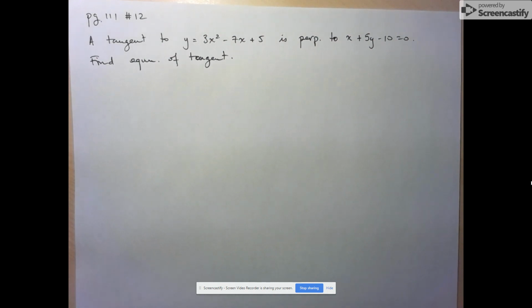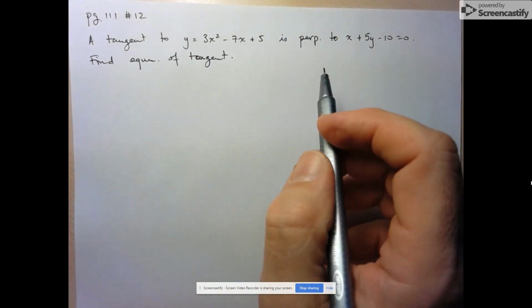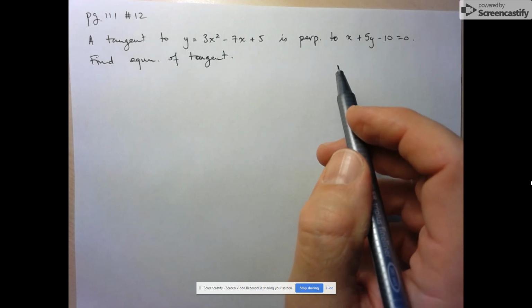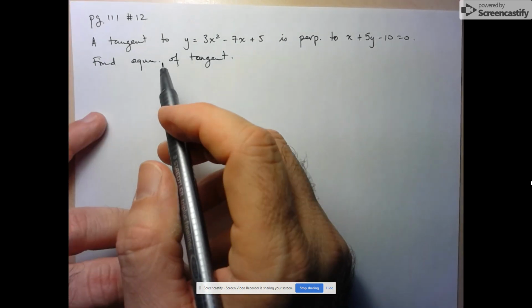Hi folks, we're going to take a look at page 111, number 12. Here they tell us that a tangent to this parabola is perpendicular to the line x plus 5y minus 10 equals 0, and they want us to find the equation of that tangent.